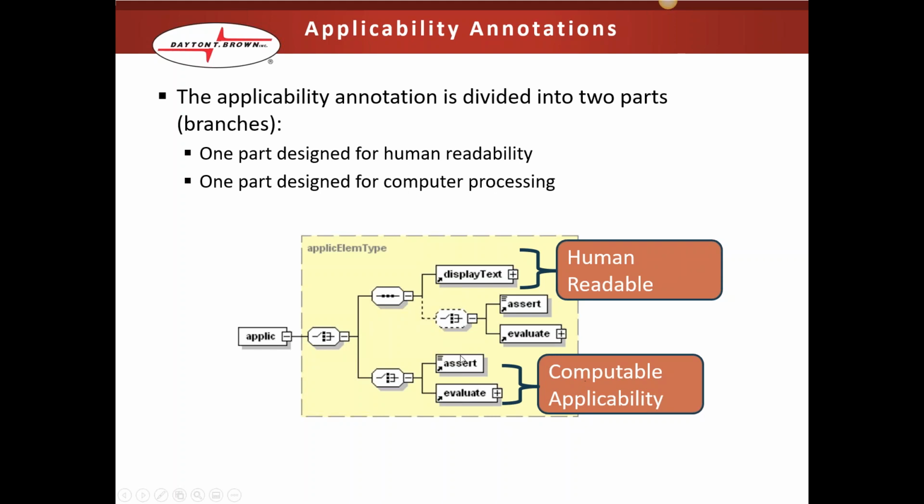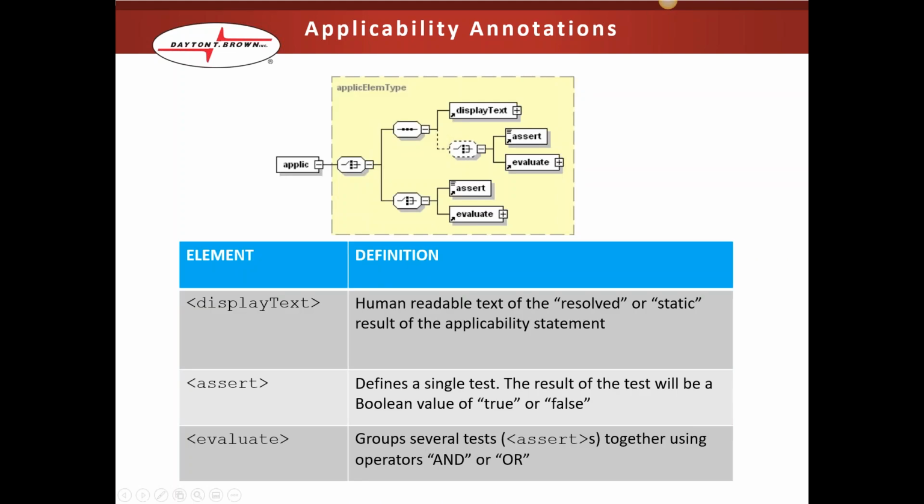This computability branch allows software to take these, what we call asserts and evaluates, and to be able to come up with and process the right display text and/or just display based on these rules that you're going to build into this branch called assert and evaluate. All right. So display text is a human readable text of the what we call resolved or static result of an applicability statement on aircraft 1 through 10.